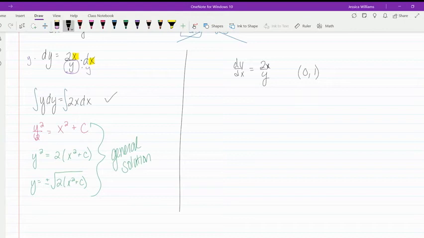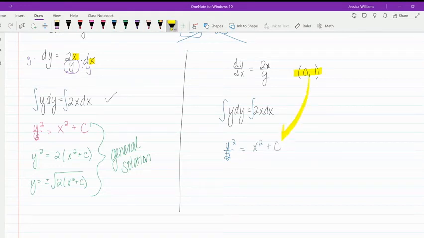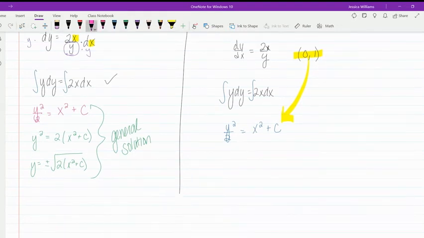I'm still going to separate, and I get y dy and 2x dx, and I'm going to integrate both sides, and I'm going to get y squared over 2, and I'm going to get x squared plus c. But now I have a point I can plug in to evaluate what this plus c is. So this is an x value, this is a y value. I'm going to have 1 over 2 equals 0 plus c, so c is a half. So now my equation turns into the one particular curve, y squared over 2 equals x squared plus a half.